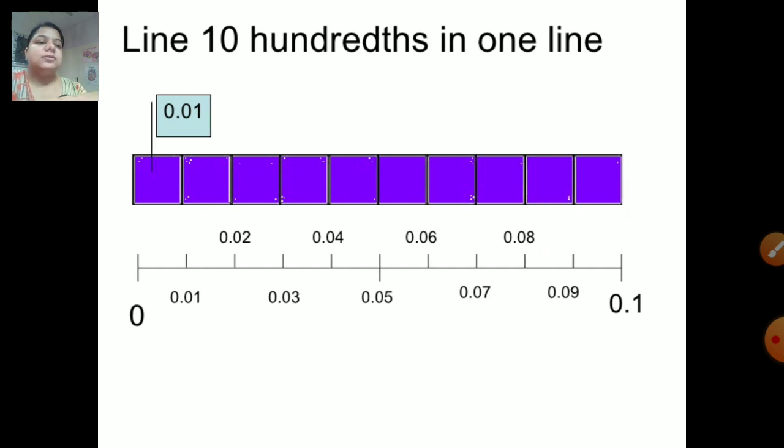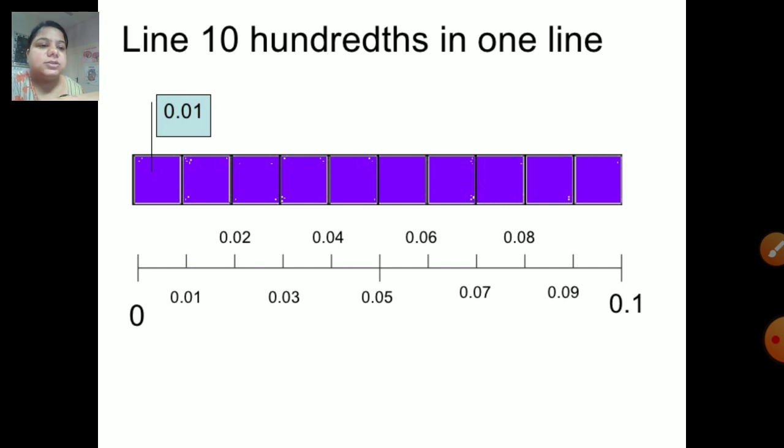Now 10 hundredths in one line. So this is the small strip, right? One small blue square represents 0.01 here. This is the 100th part of this big square, right?